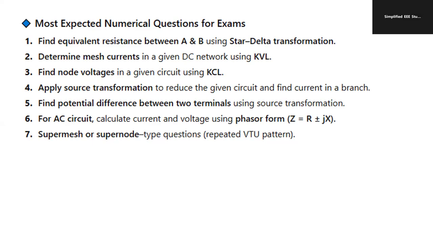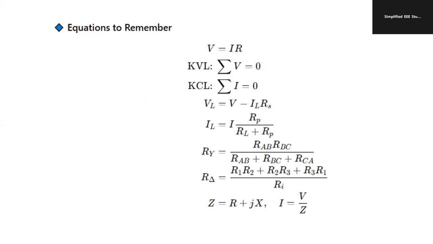So today I'll be showing you the important equations with the help of my notes. You can see these basic equations. V is equal to IR. KVL means the summation of voltage plus total drop in the mesh is equal to 0. KCL is nothing but the summation of current meeting at a junction is equal to 0.